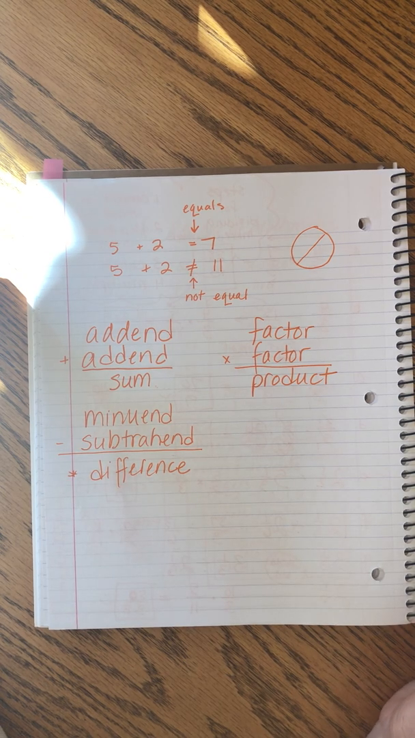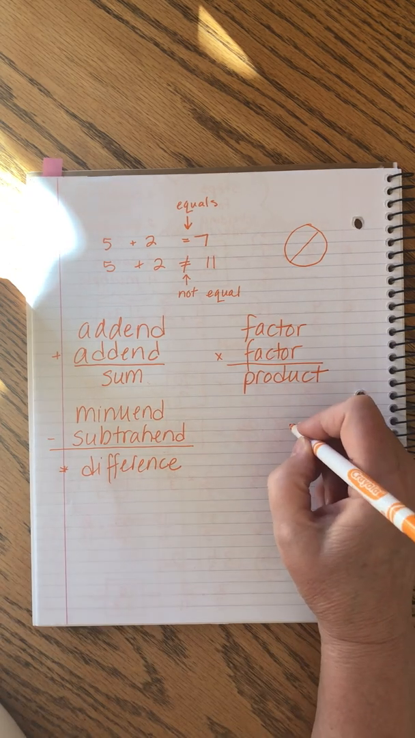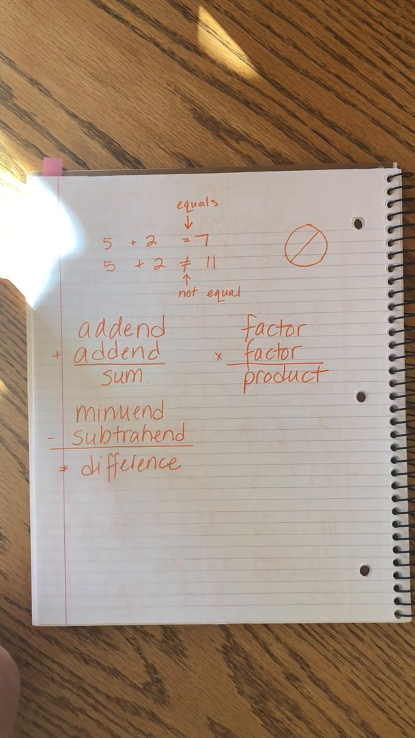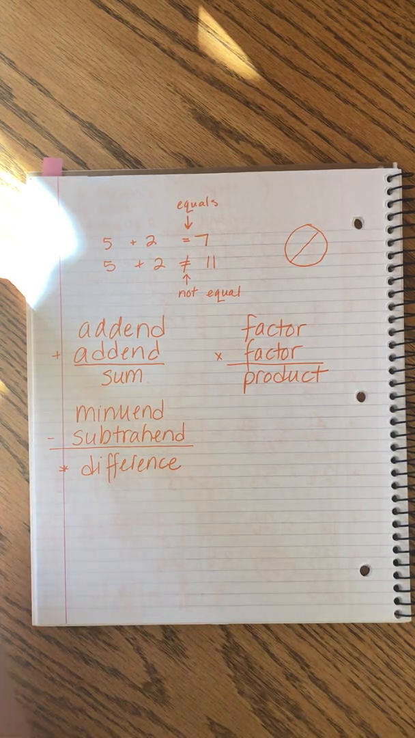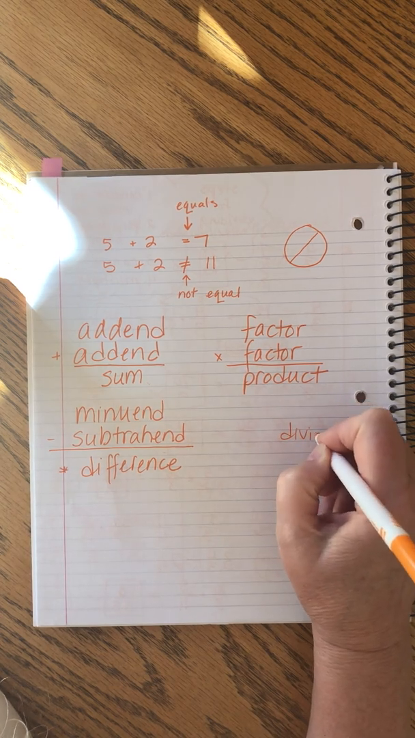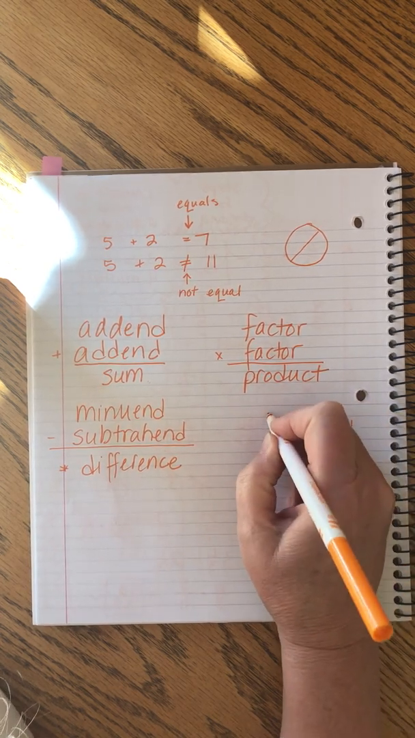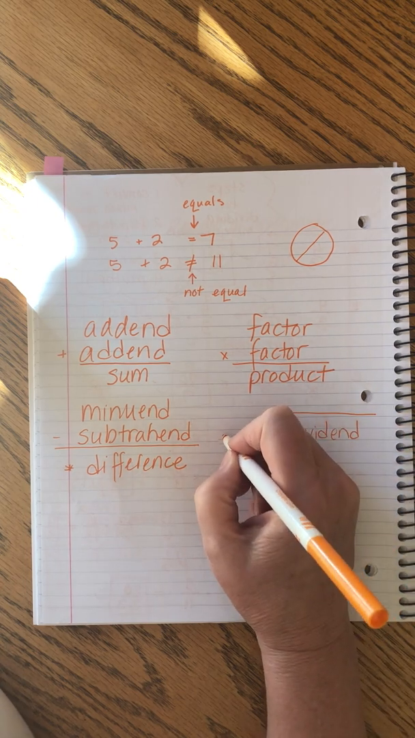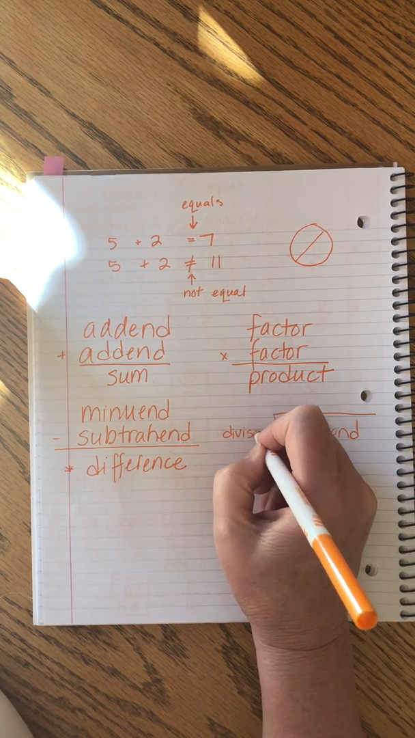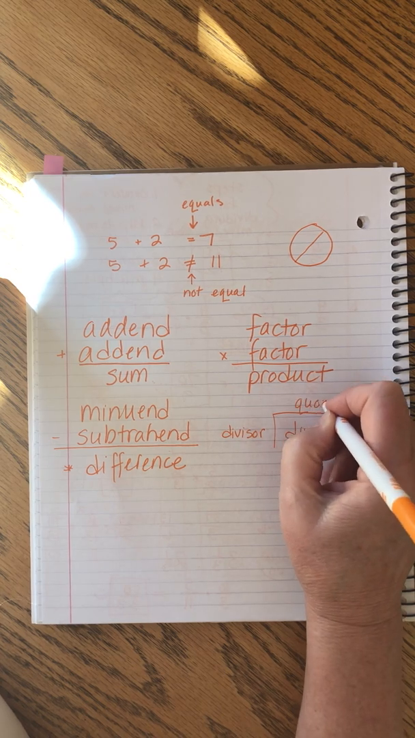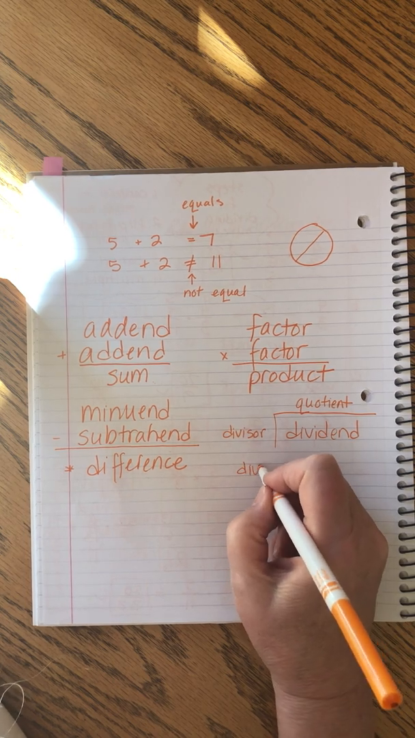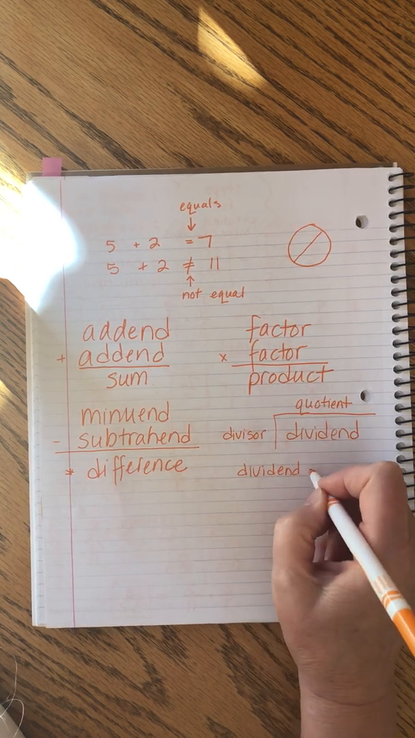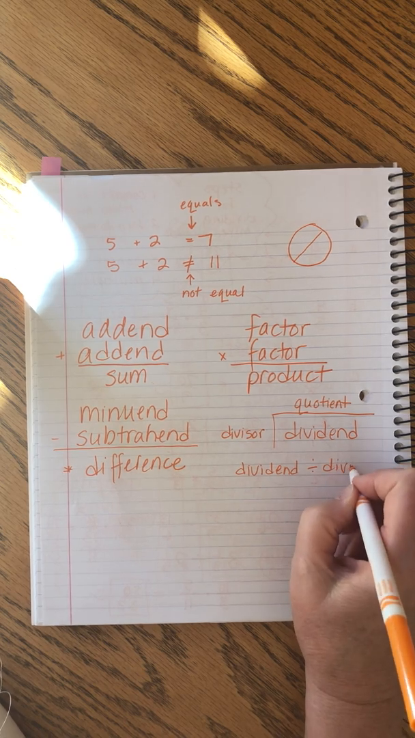And then in division, the dividend is the big number divided by the smaller number, which is the divisor. And the answer is called the quotient. Okay, and another way to write that is dividend divided by divisor.